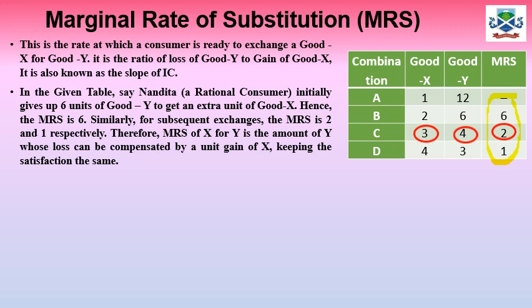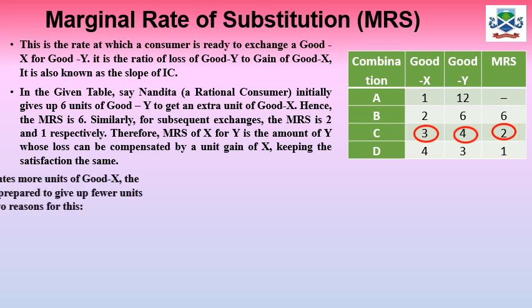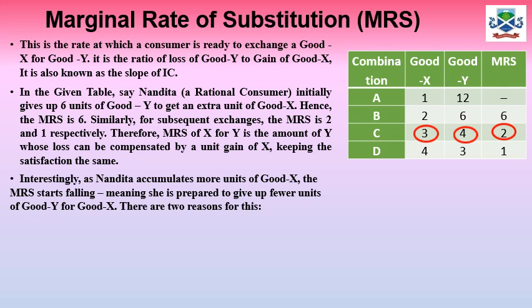Why is the indifference curve convex to the origin? Sometimes this question comes. The reason is the diminishing marginal rate of substitution, due to which the indifference curve is convex to the origin. I hope it is clear. Now it will be illustrated more over here.